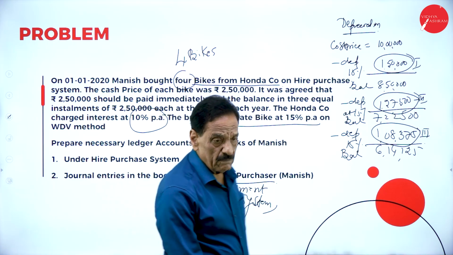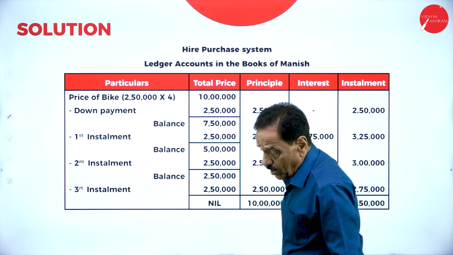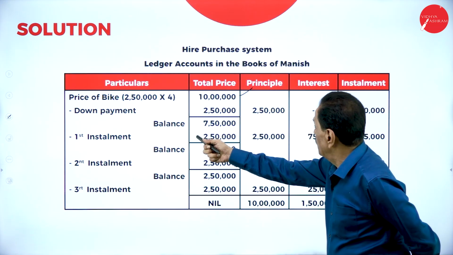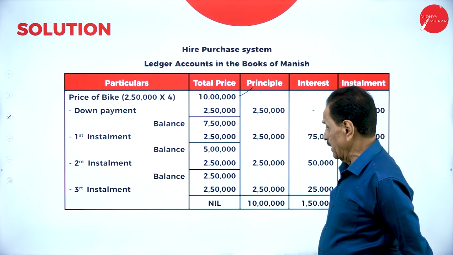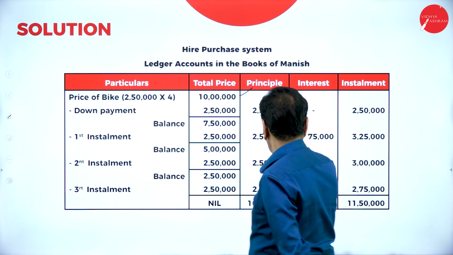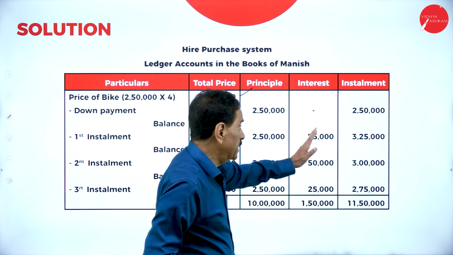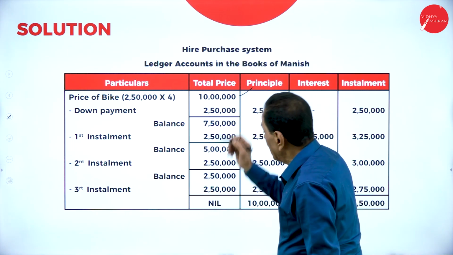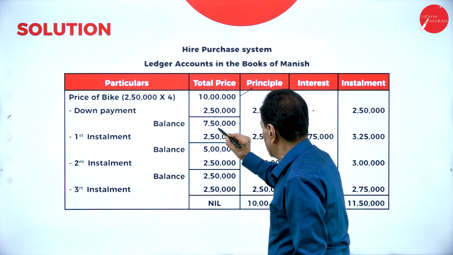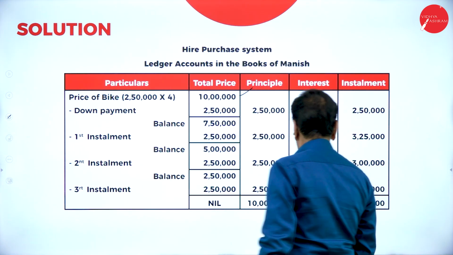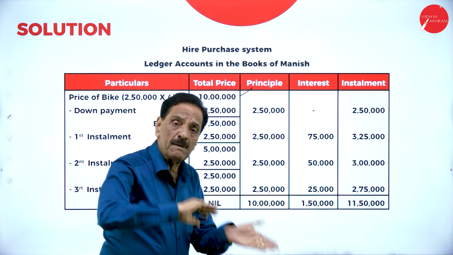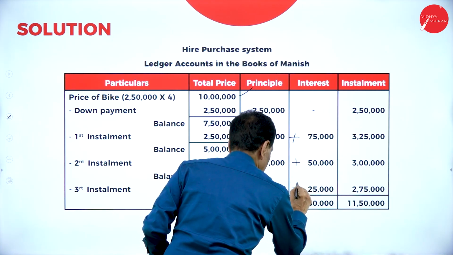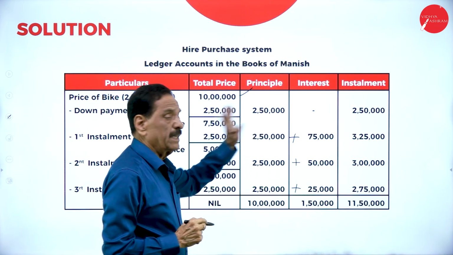We'll move on now to the ledger account. What's the cost of the bike? 10 lakh. How much down payment is made? 2,50,000. So principal money is 2,50,000. No interest is payable on it. Now, at the end of the year, on 7,50,000, 10% interest is 75,000. Every year they are paying 2,50,000 plus interest. Here, no interest, nil.